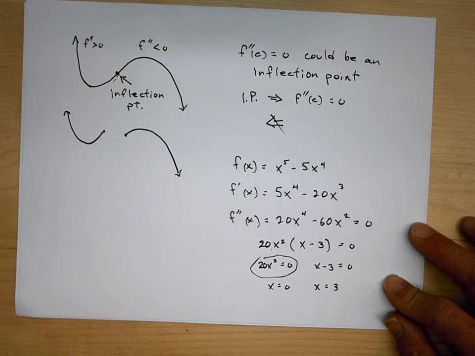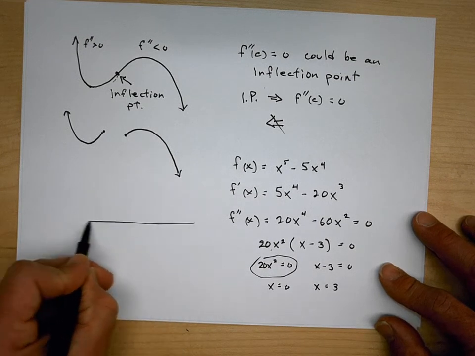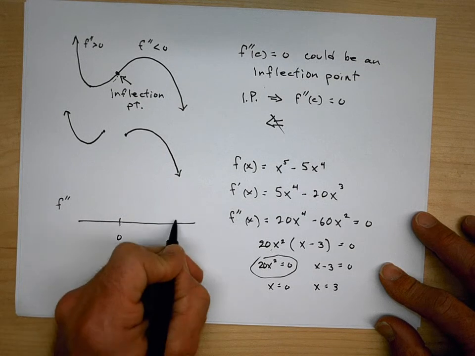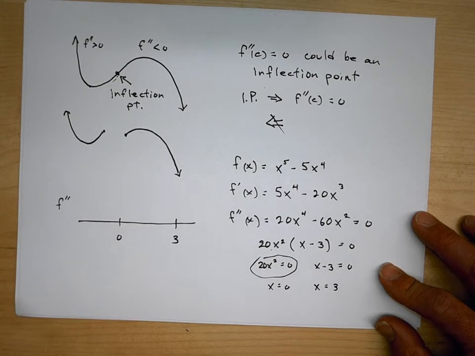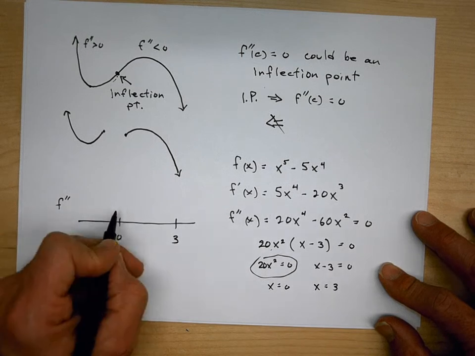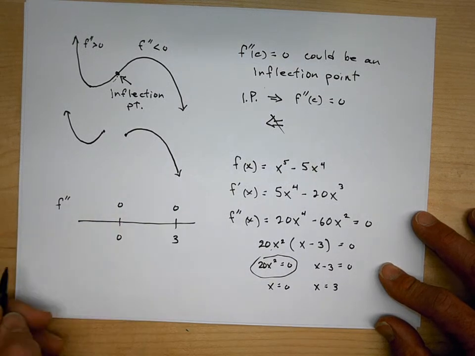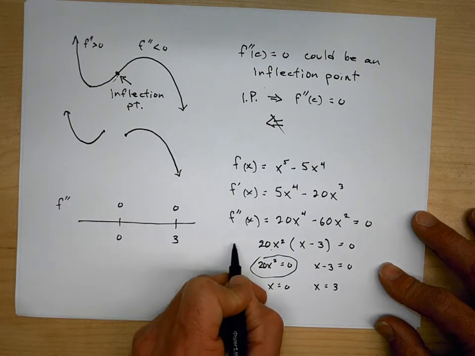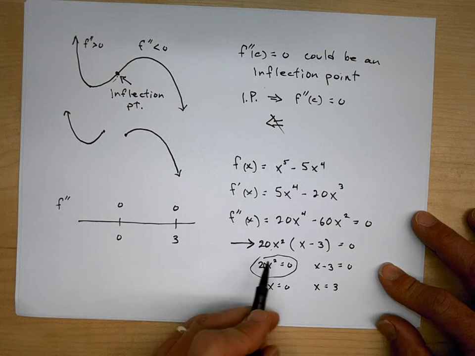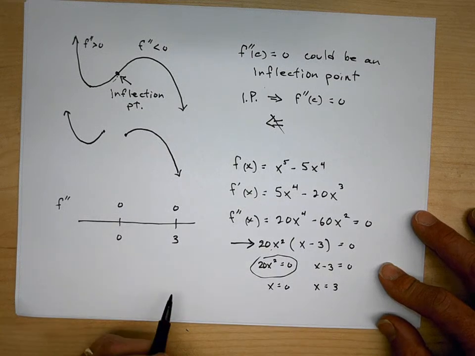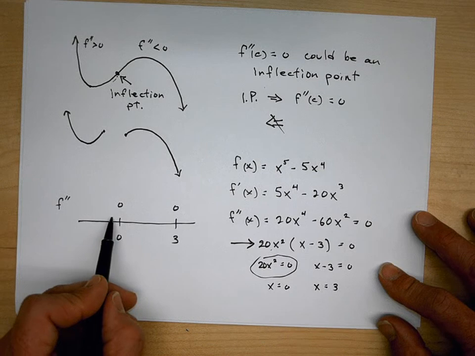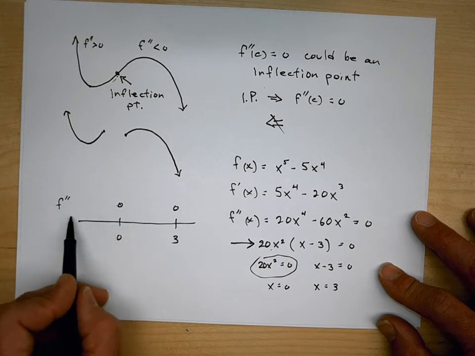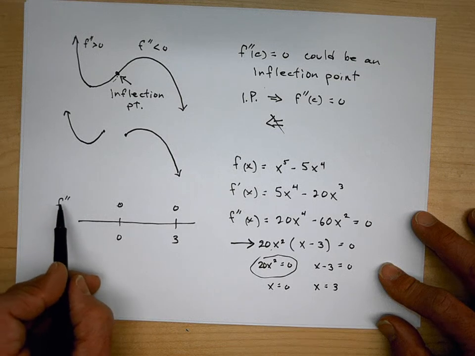All right, so I can make a little sign diagram for the second derivative. We have 0, and then we have 3. I know that the second derivative is 0 here and 0 here. I want to know what the sign of the second derivative is in between. We can use the factored version of the second derivative to test some points. Very similar to testing critical points, concavity can only change when the second derivative becomes 0, so any value I pick out here will have the same sign.